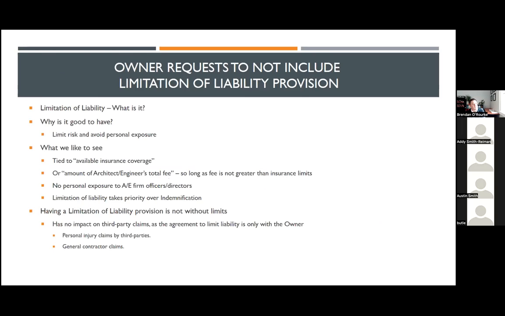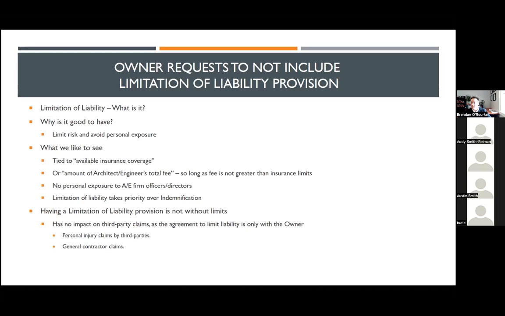Limitations of liability. Limitation of liability, probably most of you are familiar with, is essentially a provision within your contract that sets the ceiling for your risk, sets the ceiling for damages that could be recoverable against the A&E firm. The best way, in my opinion, to do it is to have it tied to available insurance coverage. And the key term there is available insurance coverage.